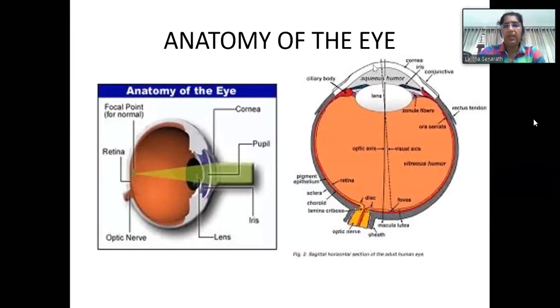And these are the structures: the cornea, and the light rays entering into the eye are regulated by the pupil, which is formed by the iris. The lens, the crystalline lens, is crystal clear unless there is any opacity. And this is the vitreous body, and this is the fovea where the image falls onto the very highly sensitive area of the retina in daylight.